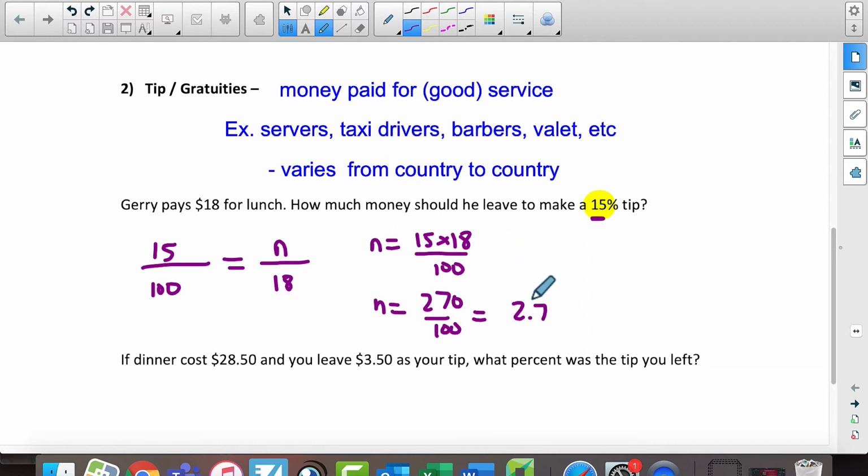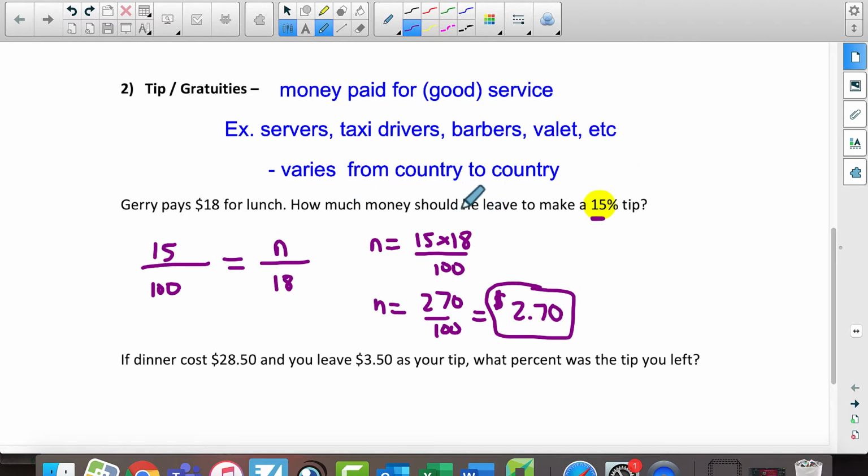But come on, we're talking about money. So you're going to put a dollar sign in front, and you're going to put a 0 here, $2.70. That's one time when you should really put the 0 there, because we're talking about money. So this is our answer. Now, my question is kind of hard to figure out what I'm asking. If I'm asking how much should I leave for the tip, there's my answer. You should leave $2.70 in order to pay a 15% tip.